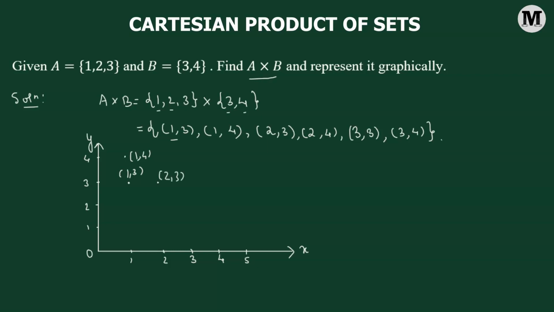To get (2, 4), we're going to go 2 units along the x-axis and 4 units along the y-axis. Similarly, we have (3, 3), 3 units along both x and y-axis, and then we have (3, 4), which is going to be 3 units along the x-axis and 4 units along the y-axis.